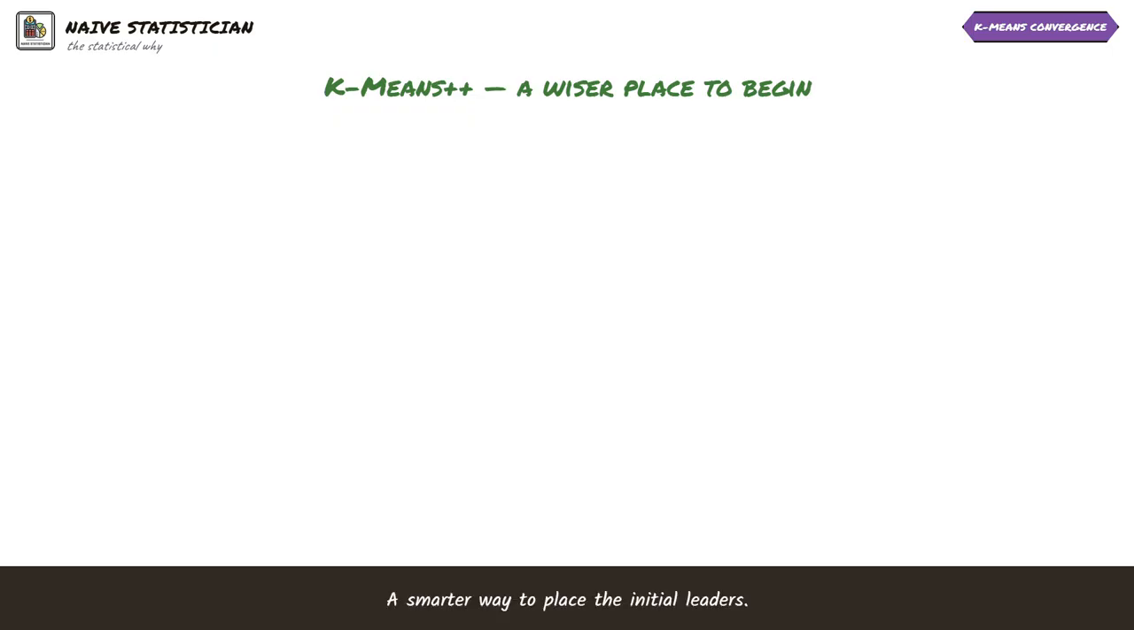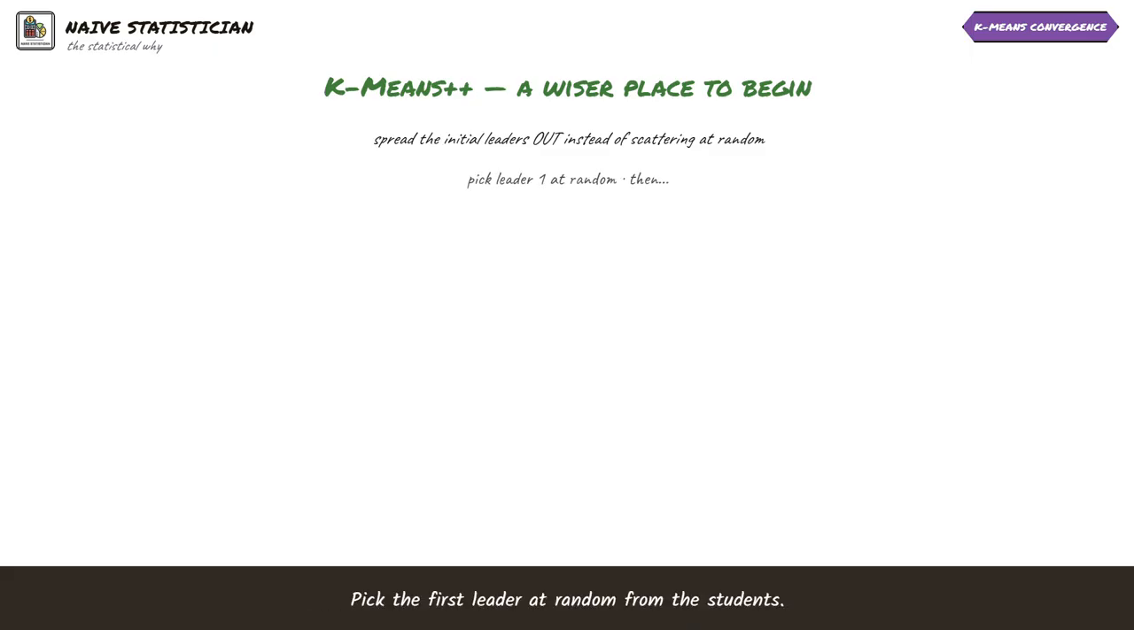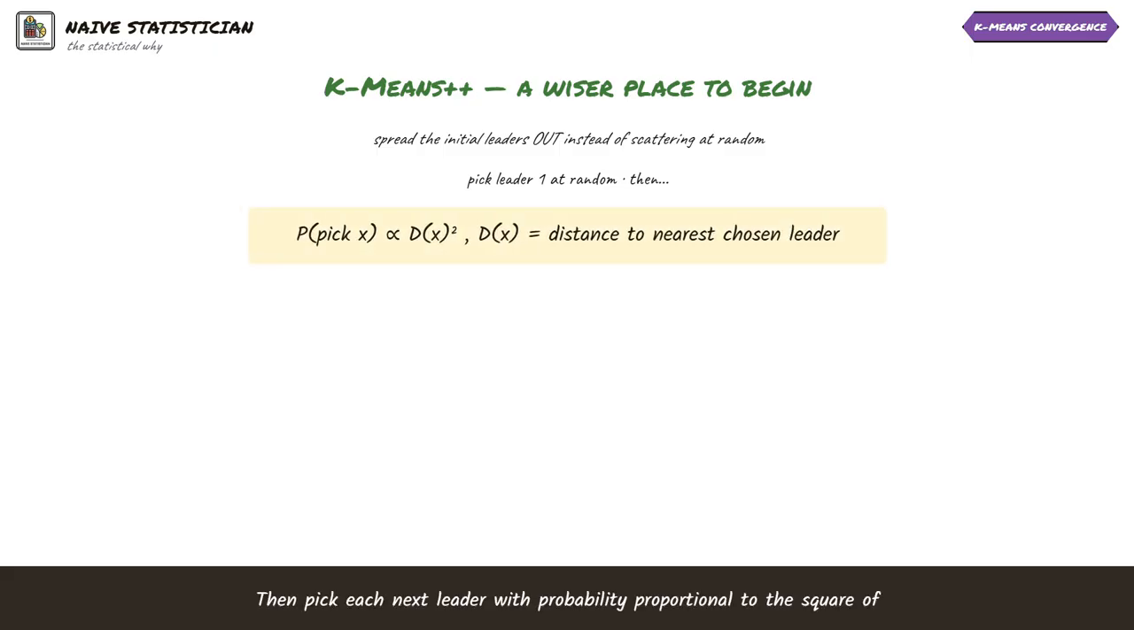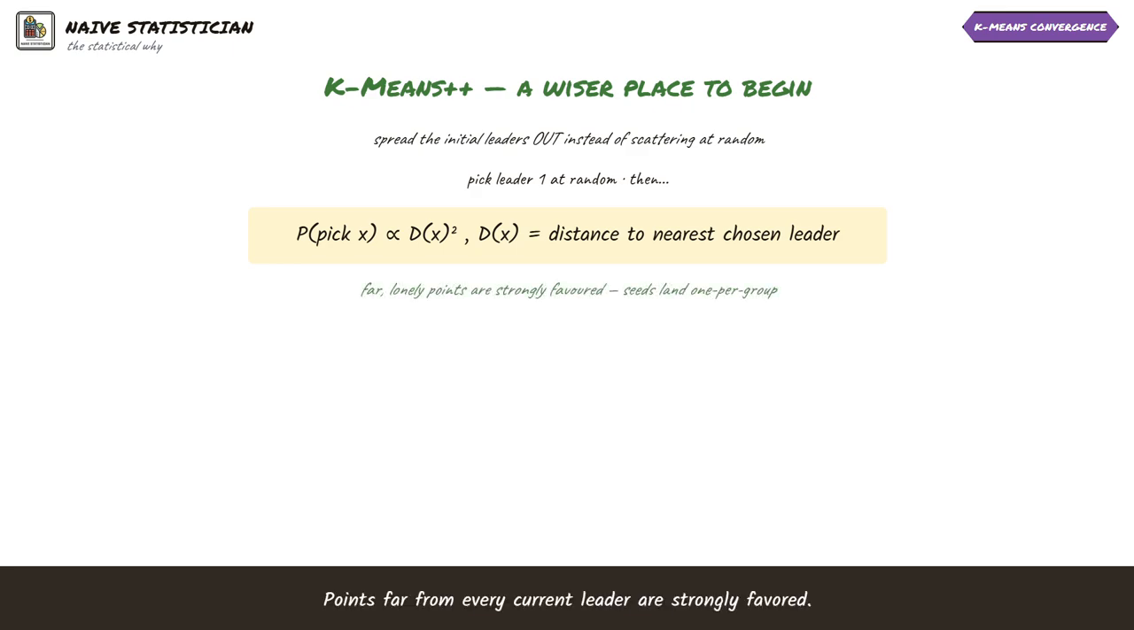A smarter way to place the initial leaders. Rather than scattering them at random, it spreads them out. Pick the first leader at random from the students. Then pick each next leader with probability proportional to the square of its distance from the nearest leader already chosen. Points far from every current leader are strongly favored.